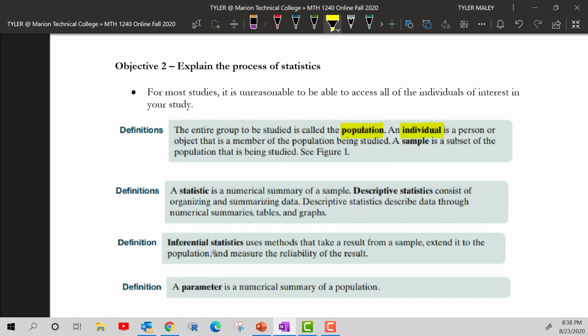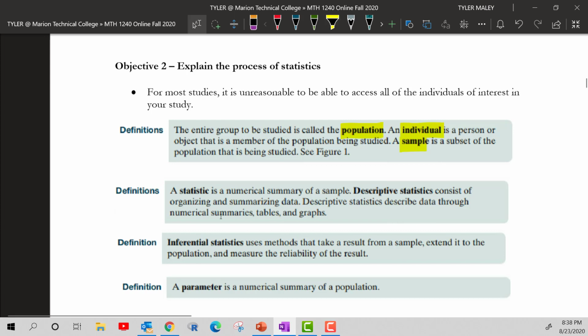So an individual is maybe a person or some kind of object that's in the population. And then a sample is a subset of the population, right? So when we collect samples in statistics, we do it to estimate what we're trying to estimate for the population, right?